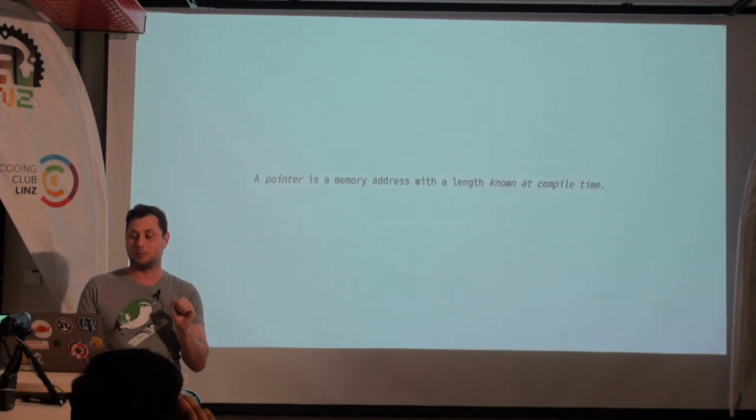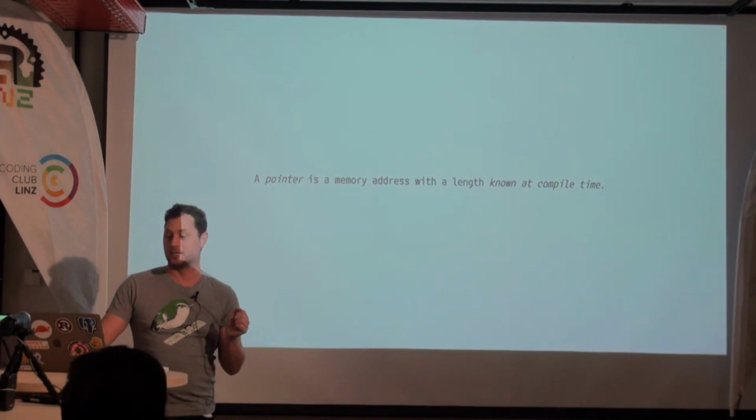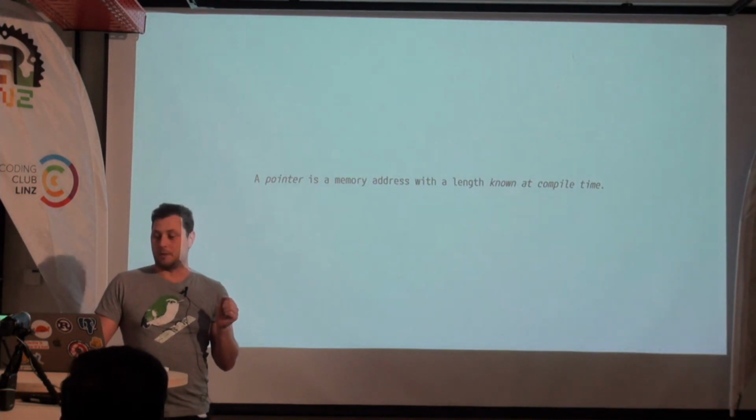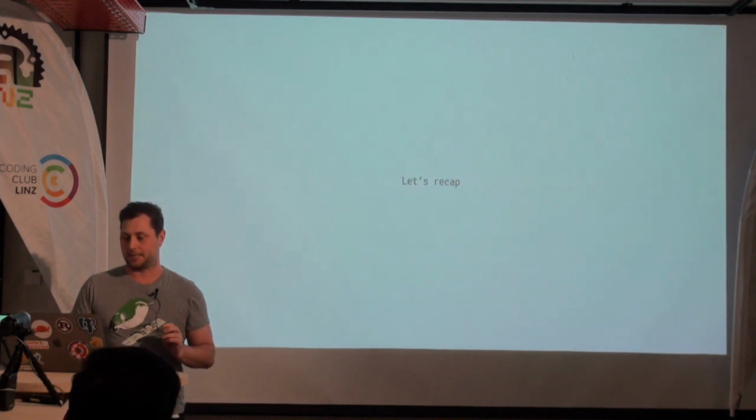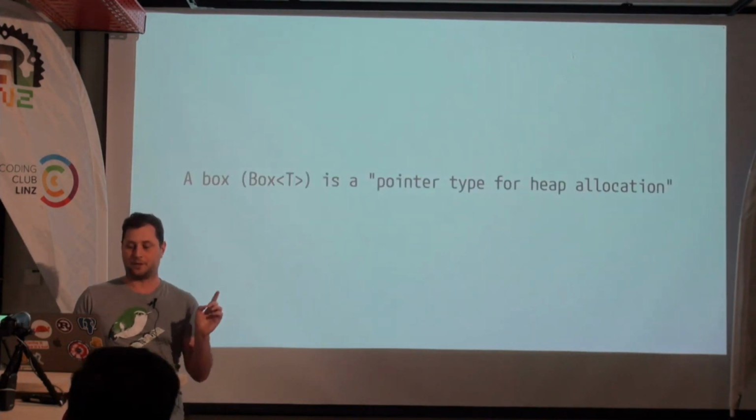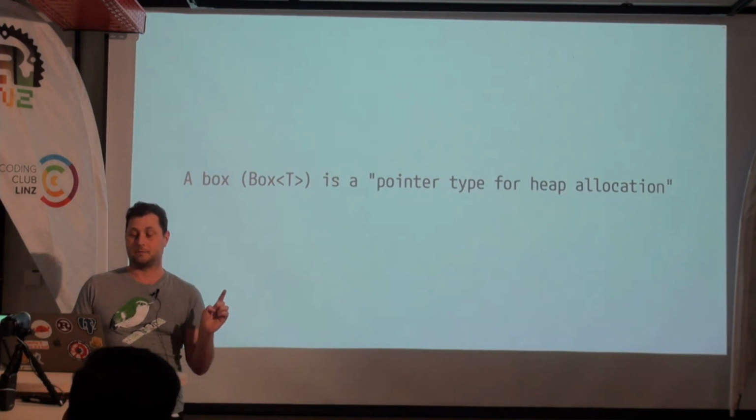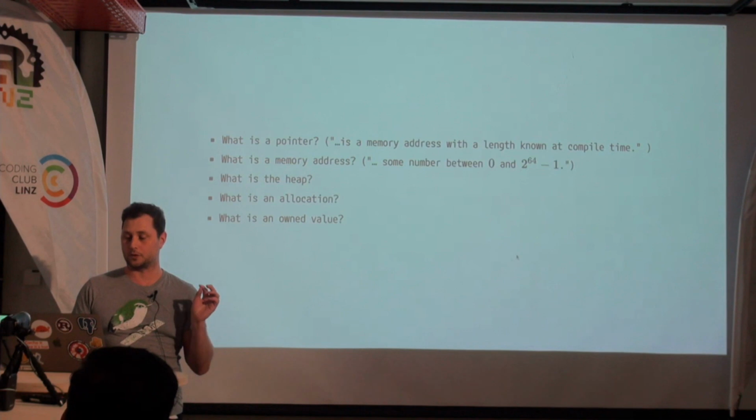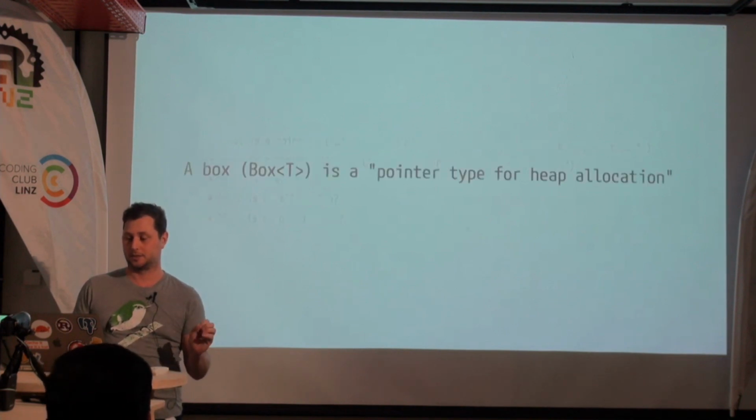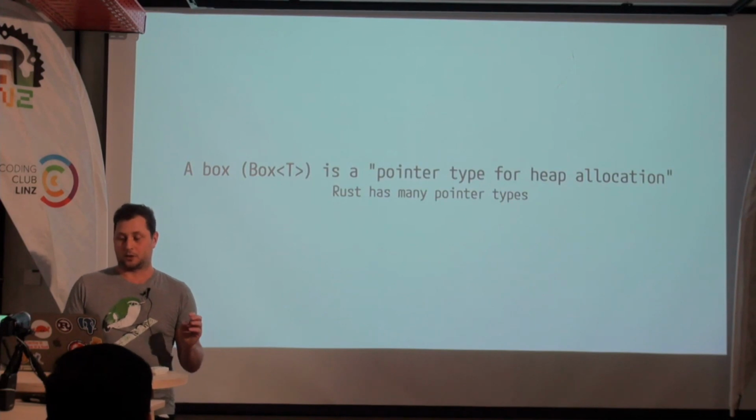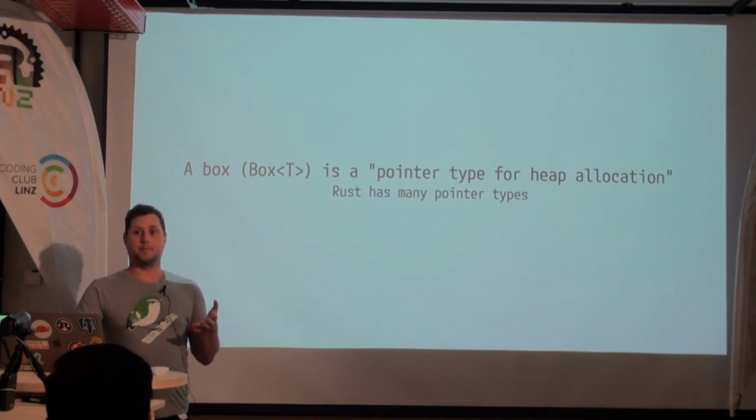At least we've got a little bit more information to be able to define what a pointer is. A pointer is a memory address. There's some length, it's known at compile time, and the first definition was a pointer type for heap allocation. We've got 2 out of 5 questions answered. So we need to now answer, like, what is a pointer?